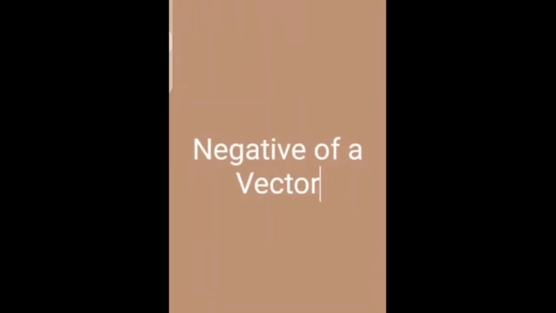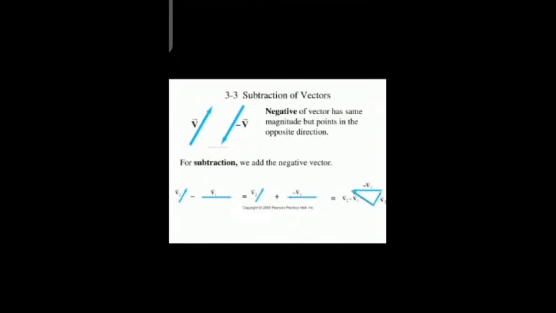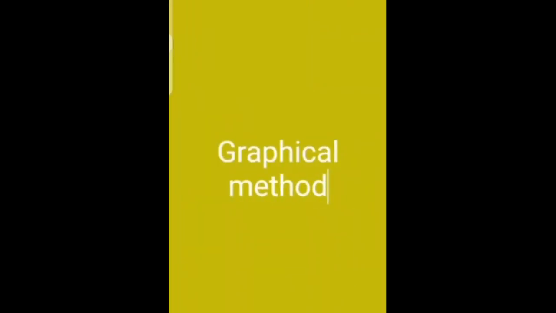Then there is the negative of a vector. What is the negative of a vector? The negative of a vector has the same magnitude but points in the opposite direction. For subtraction we add the negative vector, so it will be minus B. The direction of the negative vector is changed from the positive vector.